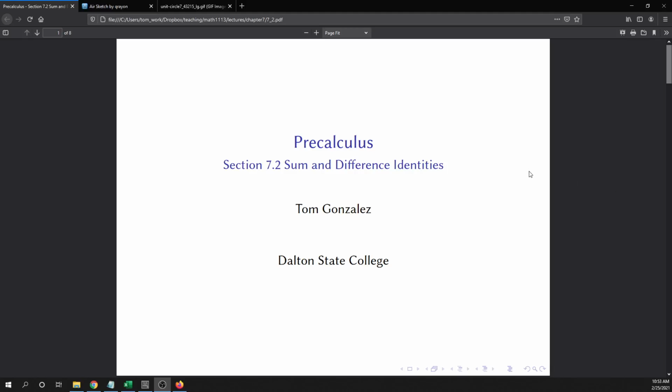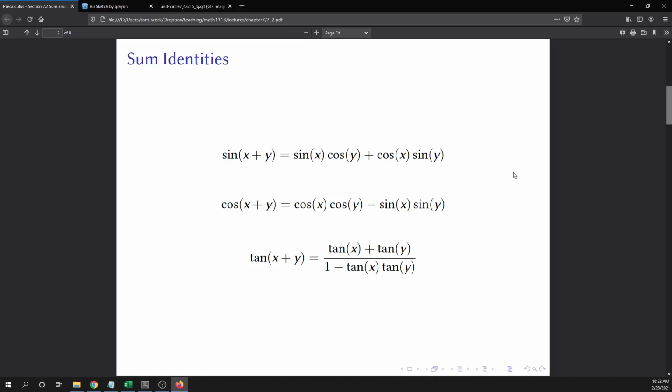In this video, we are going to talk about the sum and difference identities. Looking at these identities, first we'll start with the sum identities. There are three that we'll talk about: one for sine of x plus y, one for cosine of x plus y, and one for tan of x plus y.